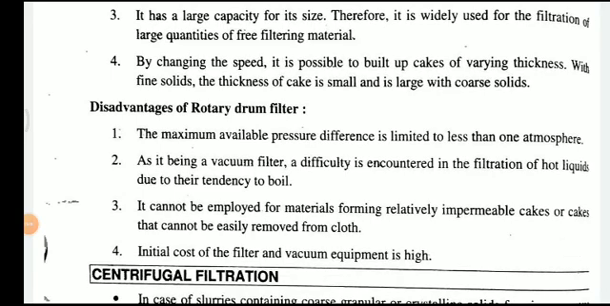The disadvantages are that the maximum available pressure difference is limited to less than 1 atmosphere. It being a vacuum filter, there are difficulties encountered in filtration of hot liquids due to their tendency to boil.